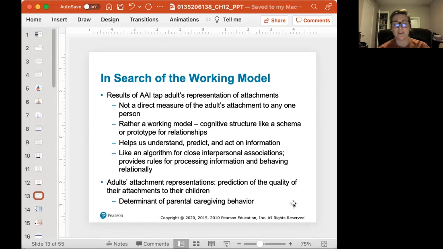It's rather that the adult attachment inventory is a working model. It's a cognitive structure like a schema or prototype for relationships. It helps us to understand, predict, and act on information. It's like an algorithm for close interpersonal associations and provides rules for processing information and behaving rationally. Adults' attachment representations predict the quality of their attachments to their children, which is a determinant of parental caregiving behavior.